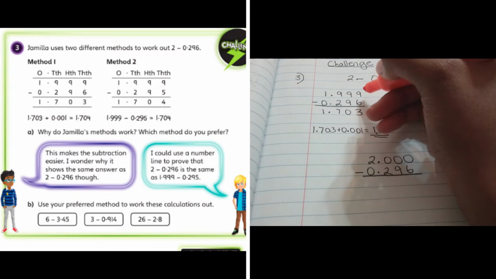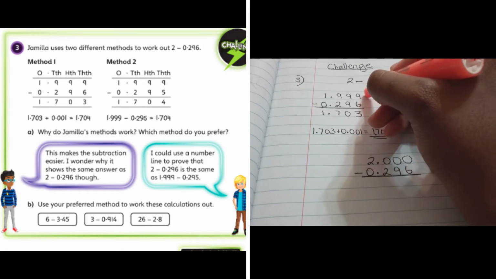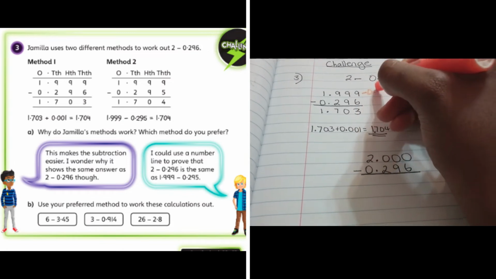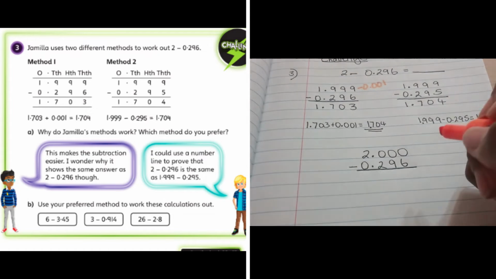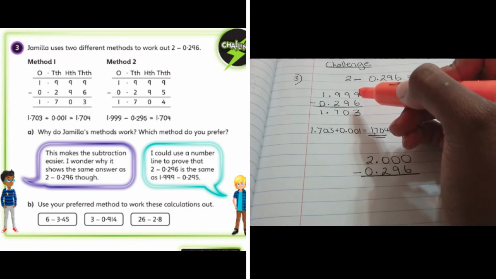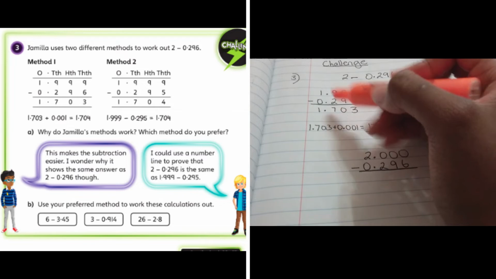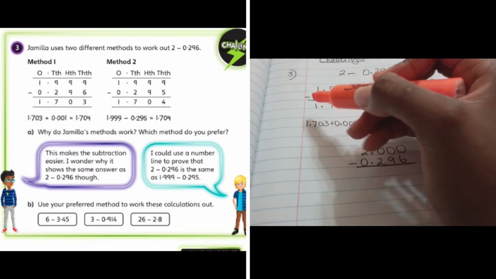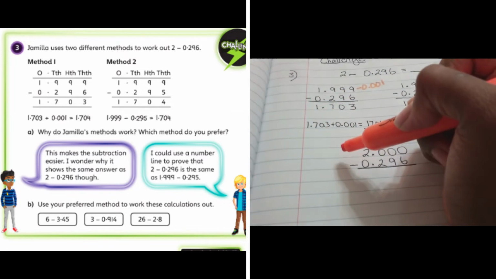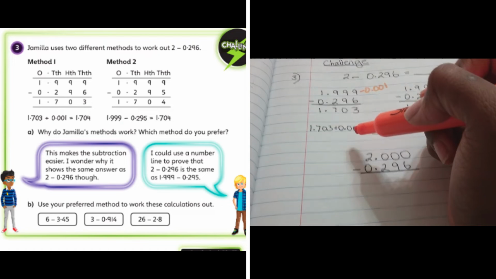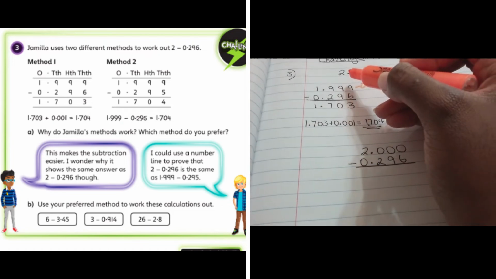So I'm just going to make a little note here. To get this number, she subtracted 0.001. She did that because it's so easy to subtract things from 9. 9 take away 6 is 3, 9 take away 9 is 0, 9 take away 2 is 7, 1 take away 0 is 1. But she had to do a little bit of extra work because she changed that too.